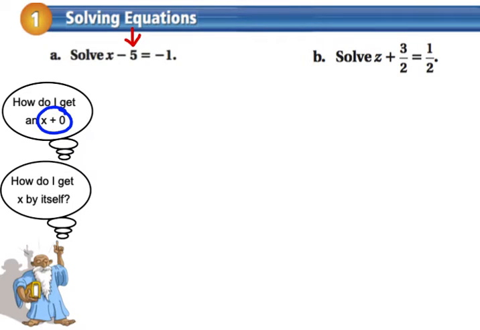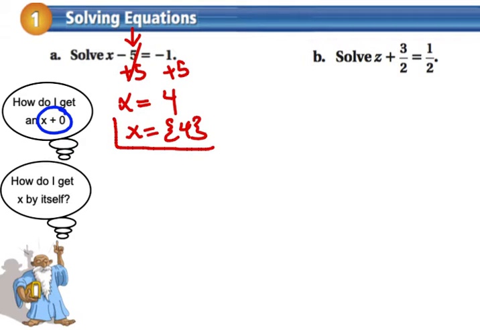So we do that by plus 5. Plus 5 and negative 5 will make 0. So we do that on both sides. And x will equal 4. x plus 0 equals 4. And then because we do have x by itself, 4 is our solution.